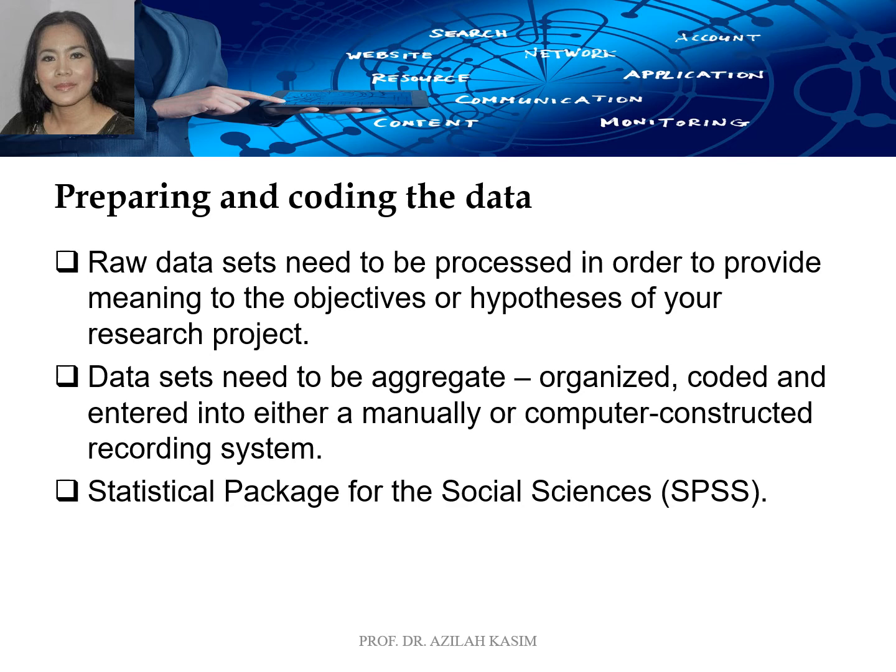Raw data, or the data that you have from your questionnaire, needs to be processed in order to provide meaning to the objective and hypothesis of the research project that you are doing. So the data sets need to be aggregated, meaning collated, organized together, coded and entered into the SPSS system. Normally we do this manually. We take each questionnaire, and code and enter each of the data from each questionnaire. That is why, when we handle the questionnaires, we have to label them properly, so that we don't miss any questionnaire and we are doing things systematically.